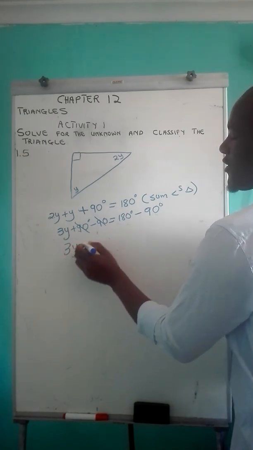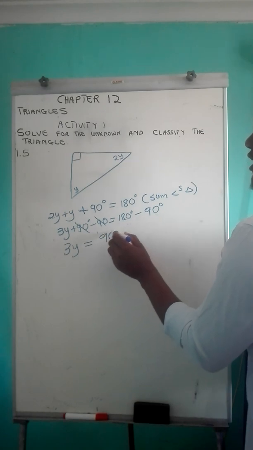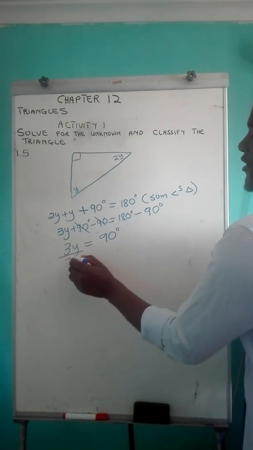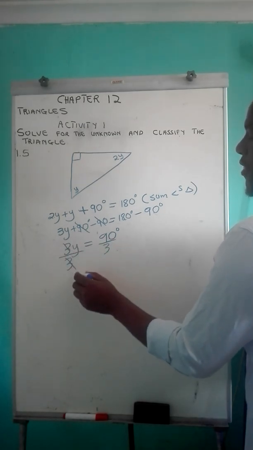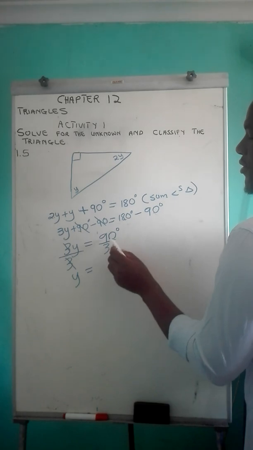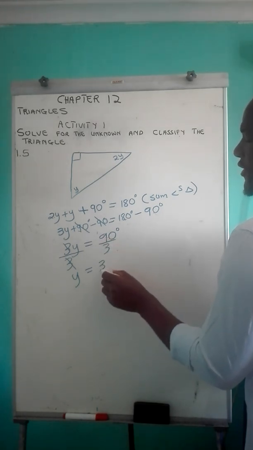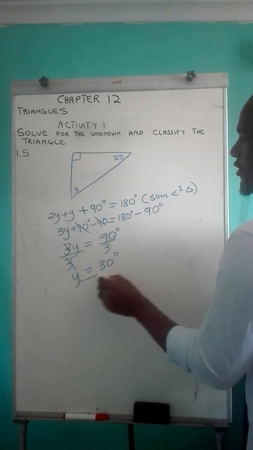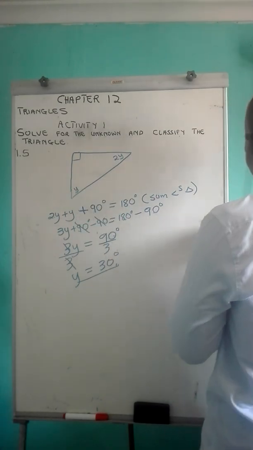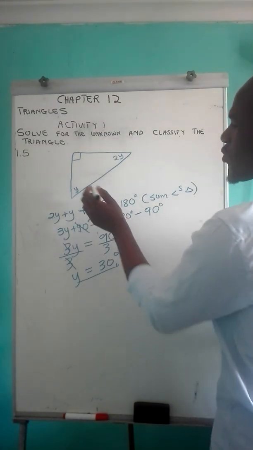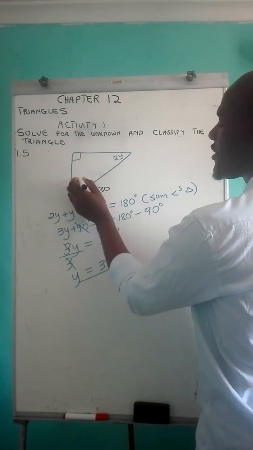This is 3y equals 180 minus 90, which is equal to 90 degrees. We can divide this by 3 both sides. y is equal to 90 divided by 3. In fact, 9 divided by 3, we know it's 3, but there is this 0. It's 30 degrees. So we know this is 90, and we know what y is. y is 30 degrees. So this angle is 30 degrees.